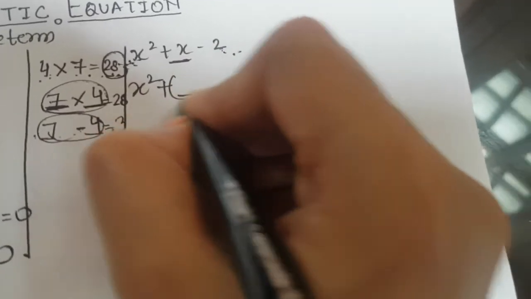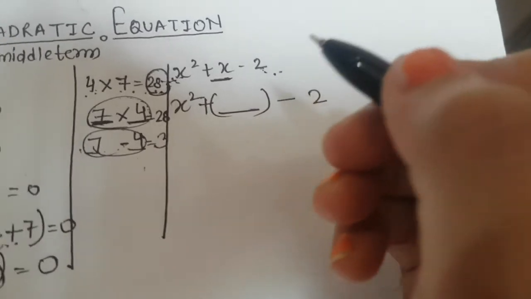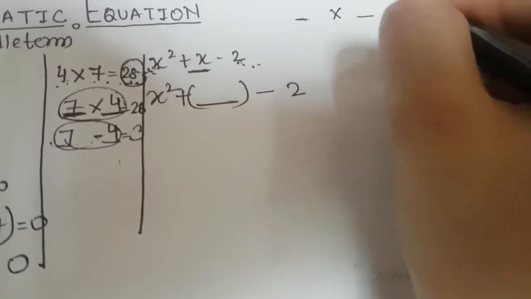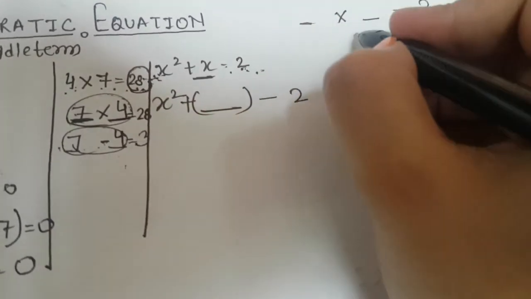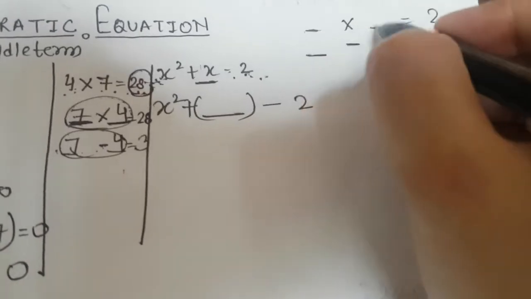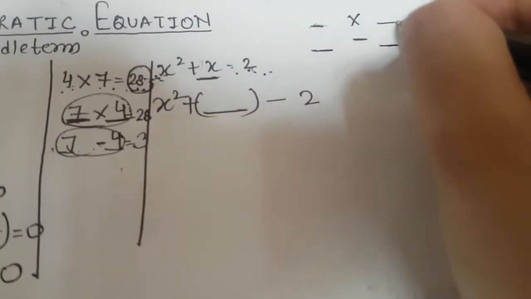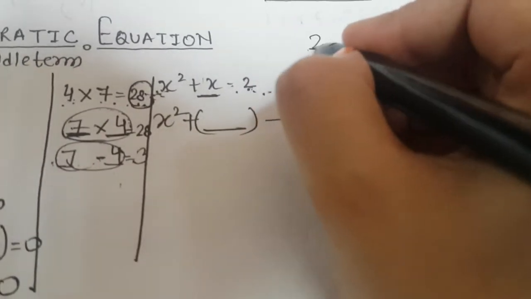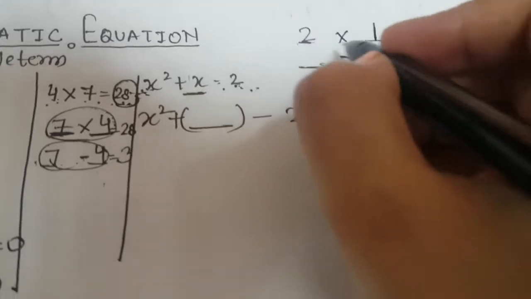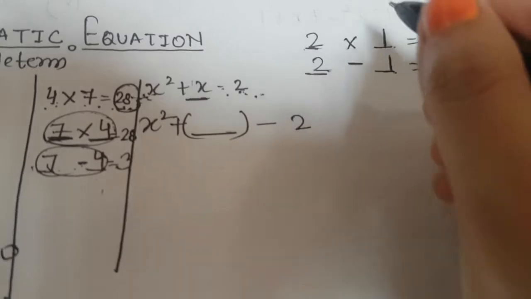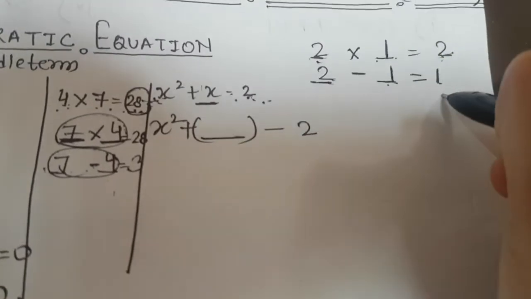And what is the condition of this middle term for splitting it? The multiplication of both numbers should be equal to 2, and the minus sign is here, not positive, and the subtraction of these both numbers should be how much? There is nothing here, so it should be 1. So we have to take two numbers such that if we multiply them, 2 should come, and if we subtract them, 1 should come. So 2 into 1 is 2, and 2 minus 1 is equal to 1.